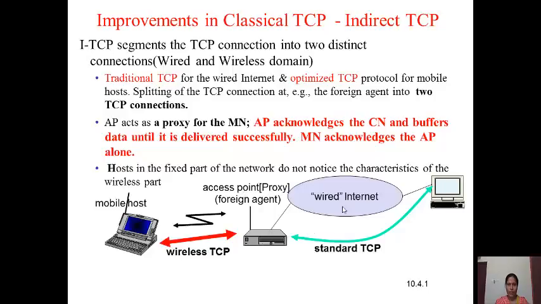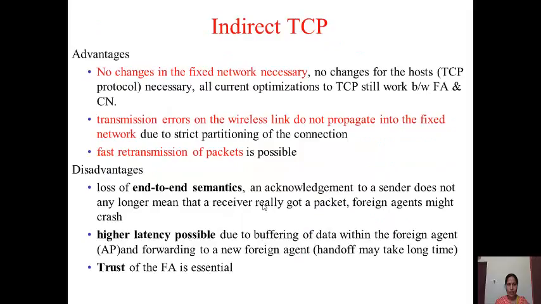So the host in the fixed part of the network does not notice the characteristics of the wireless part at all, because the foreign agent, or the proxy, or the access point over here gives all the acknowledgements on behalf of the mobile node by buffering and retransmitting in case there is a loss of packets in this part of the network, right? So there are certain advantages, and there are certain disadvantages also, right?